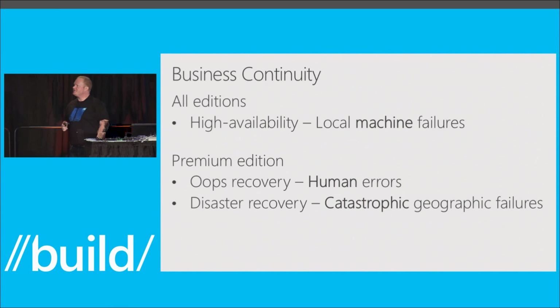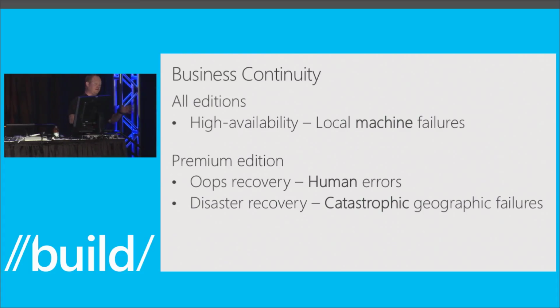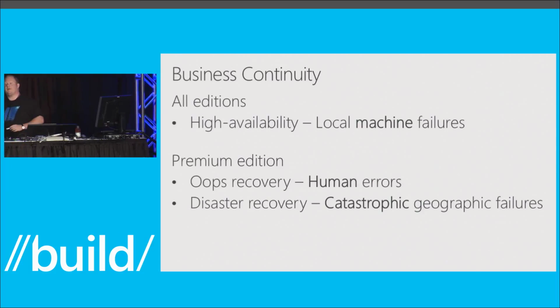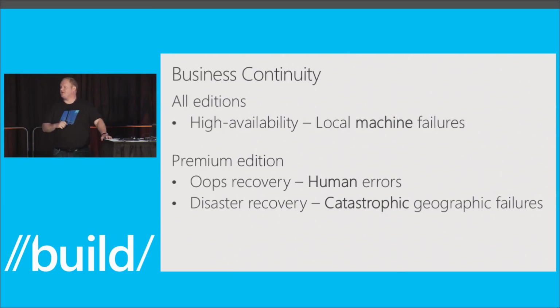So just touching on this business continuity stuff. Again, high availability is built in. And when we talk about high availability, we mean local machine failures. So within the data center, one of our machines failed, and your database happened to have a replica on it. Because we have between 3 and 4 replicas of your database, we automatically let another replica pick up the work and continue running your database.